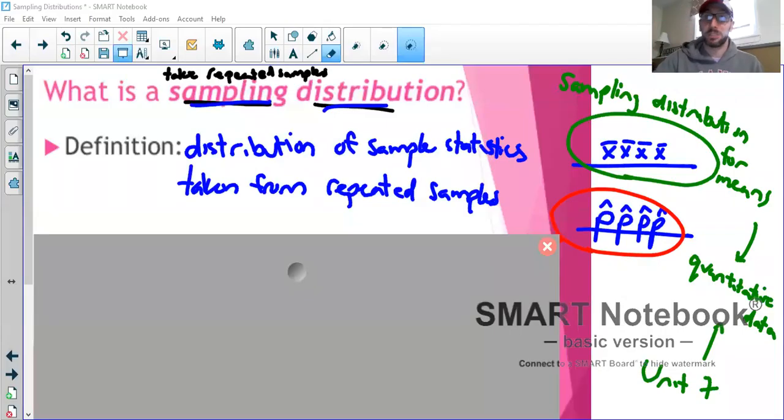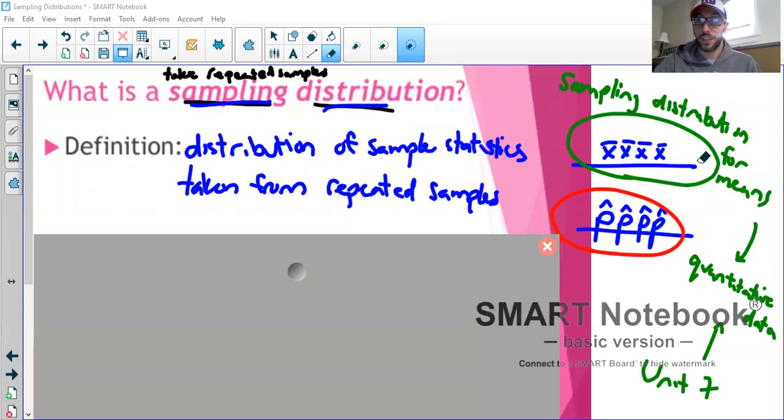What's up, everybody? Our focus for today's video is to look at, learn about, and apply the conditions for sampling distributions. So here we go. Most recently, we've started to look at what a sampling distribution is.